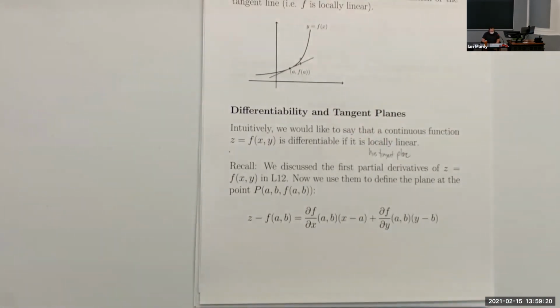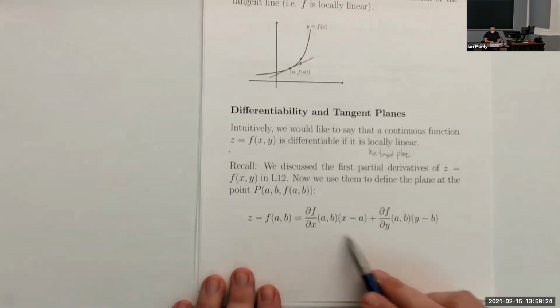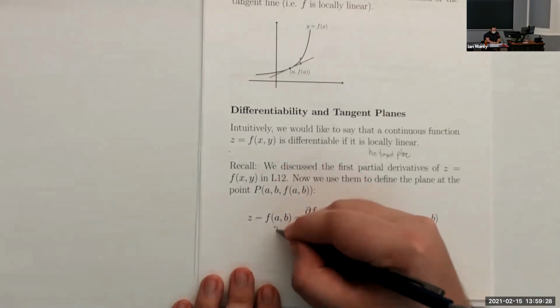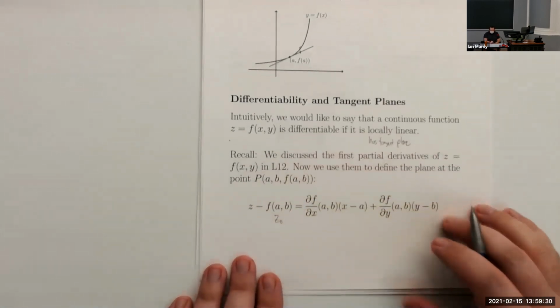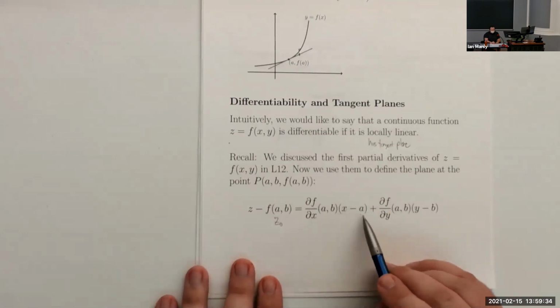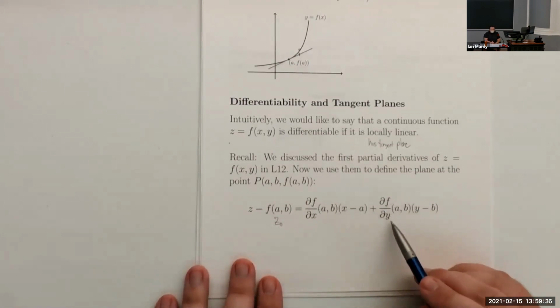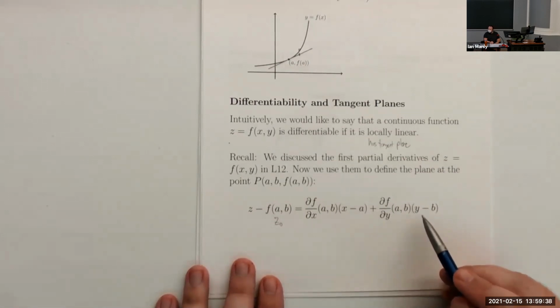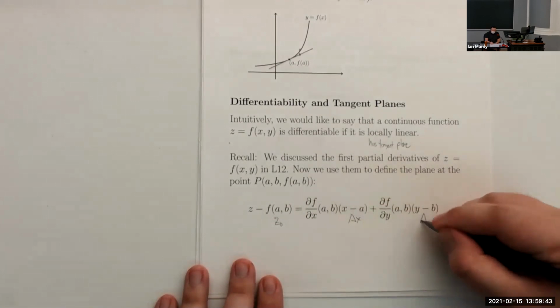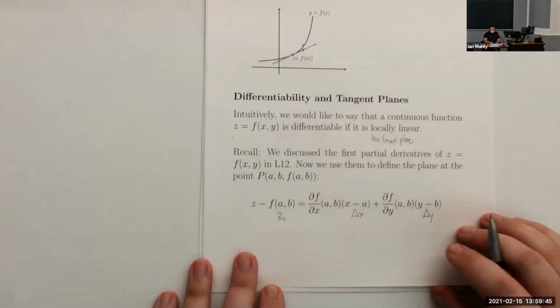All right. How we're going to define this tangent plane is with this equation right here. z minus f(a, b), which you can imagine being like z naught, equals the partial derivative with respect to x times x minus a, plus the partial derivative with respect to y times y minus b. We can imagine x minus a as delta x, and y minus b as delta y.